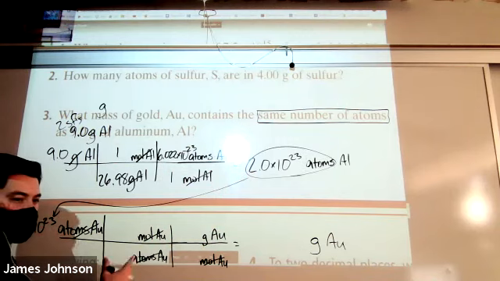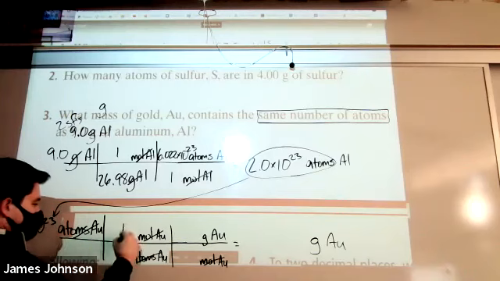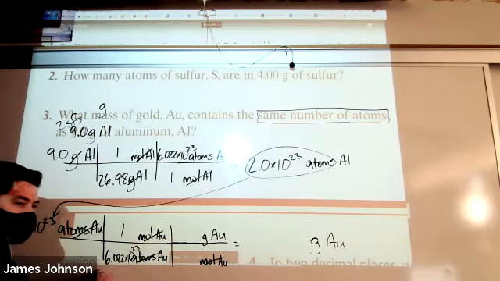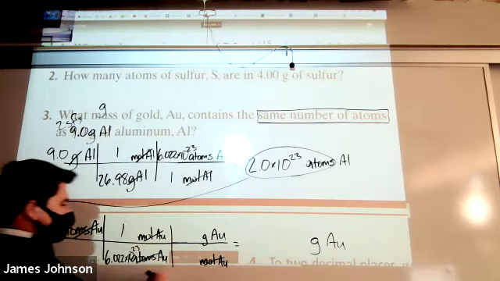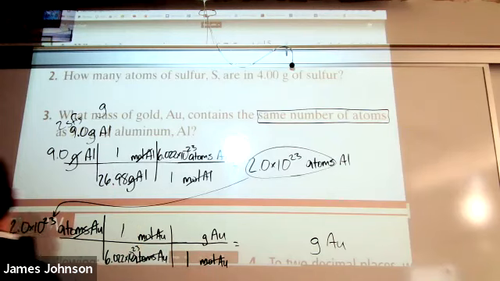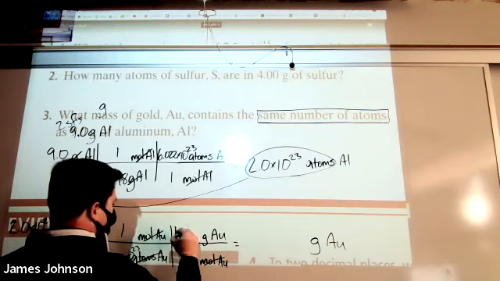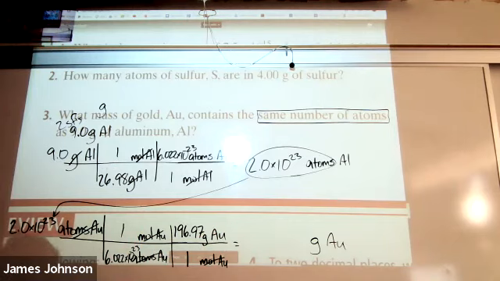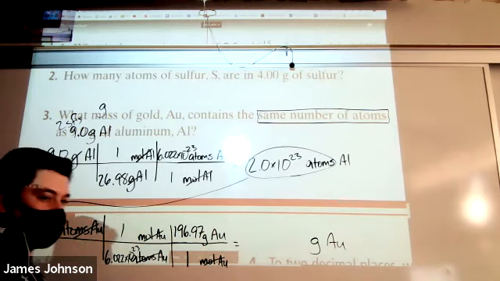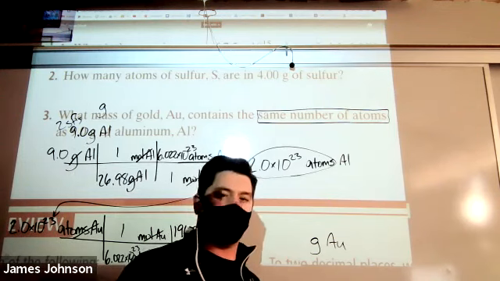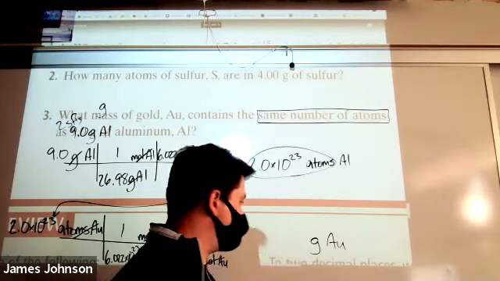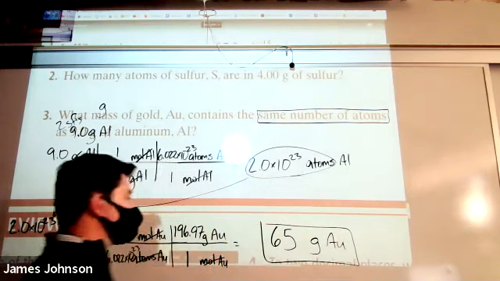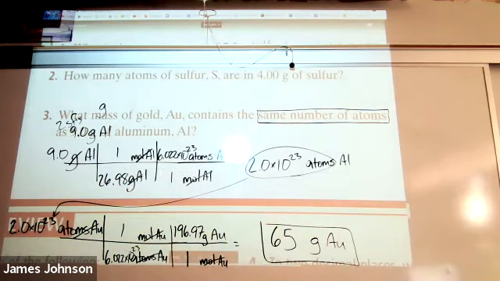Well, now I can just set up these conversion factors like I'm used to at this point. 1 mole of gold has Avogadro's number of atoms. And 1 mole of gold, if I look at the periodic table over here, that's 196.97 grams of gold. And when I plug this into my calculator, remember, I need to consider two significant figures for my final answer, or else I'll get dinged a little bit. It was 65 grams of gold.